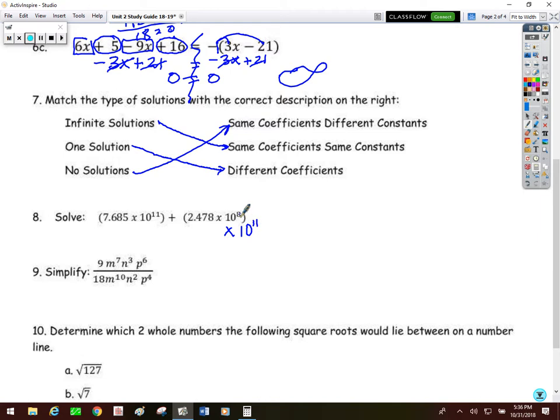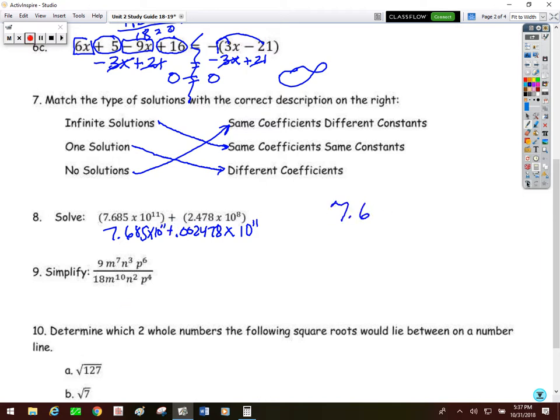Well, to do that, I've got to move it 3 places to the left, which means I go 1, and I need 2 more zeros. So 0.00. Let me move over just a little bit. And again, you're going to have your calculator, so it's not that big of a deal. 002478. So I've actually rewritten this now as that. So we come right over here, 7.6.